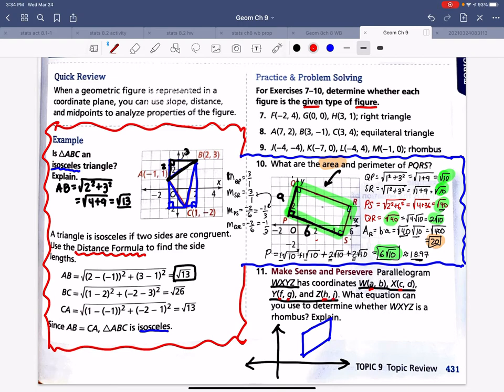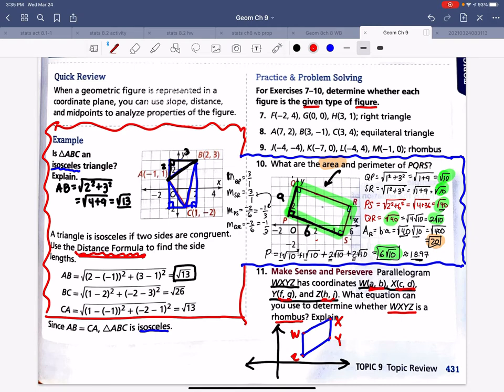What equation can you use to determine whether it's a rhombus? Ooh, that's interesting. So we just did the rhombus, didn't we? So the equations we're going to have to use, if I can't graph it, I am going to have to use algebra. So just like they did here in the example, I'm going to have to use the distance formula. So if this is a parallelogram WXYZ, and these are the coordinates they've given us for each one.